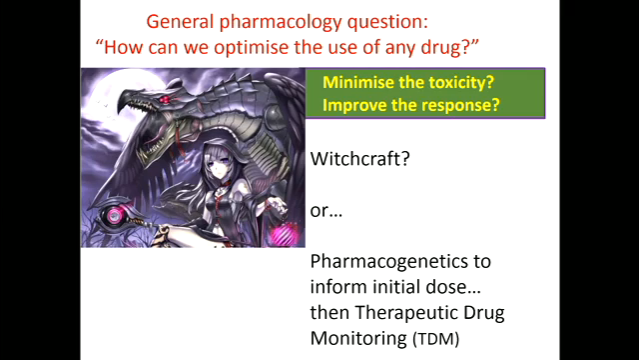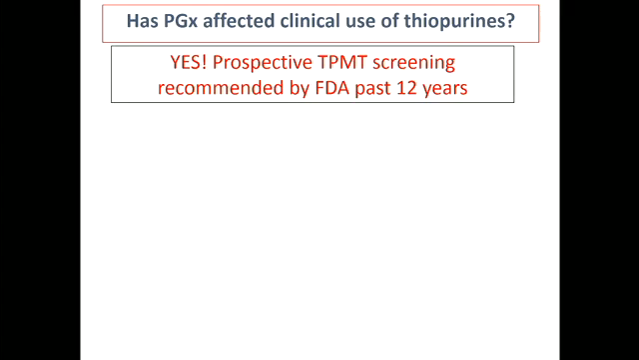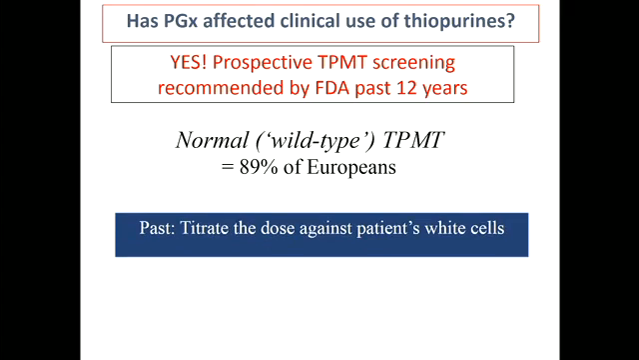It's not done for every drug. It's only done for small numbers of drugs, but it's done for the very dangerous ones. Has it affected the use of thiopurines? The answer is yes. The FDA, Food and Drug Administration in the USA, recommended screening. It's more or less compulsory in the USA, and it's become the same in Australia, England and Europe 12 years ago. So now when somebody's going to be given a thiopurine drug, they're assessed for their genotype or their phenotype.